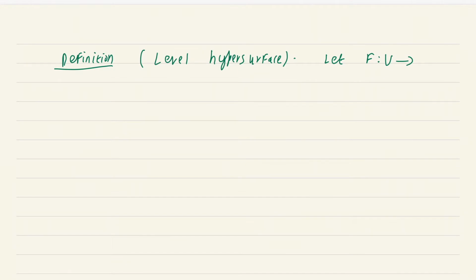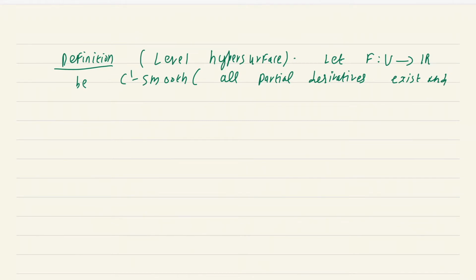So, definition. This is the definition of a level hypersurface. Let f from U to R be C1 smooth. What do I mean by C1 smooth? It just means that all partial derivatives exist and are continuous. In particular, f will be differentiable in U because of the theorem that we have established earlier, that if partial derivatives exist and are continuous, then the function is differentiable.